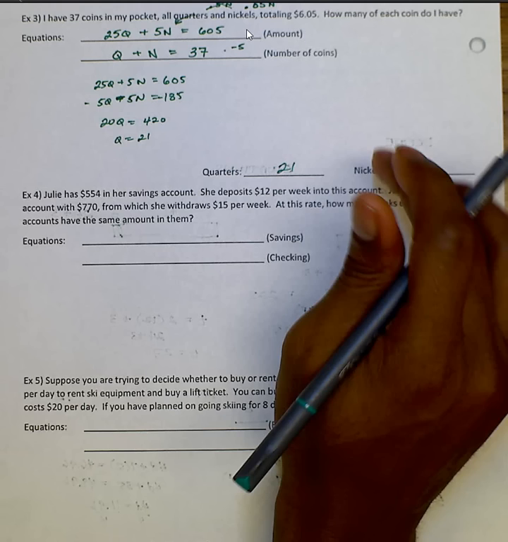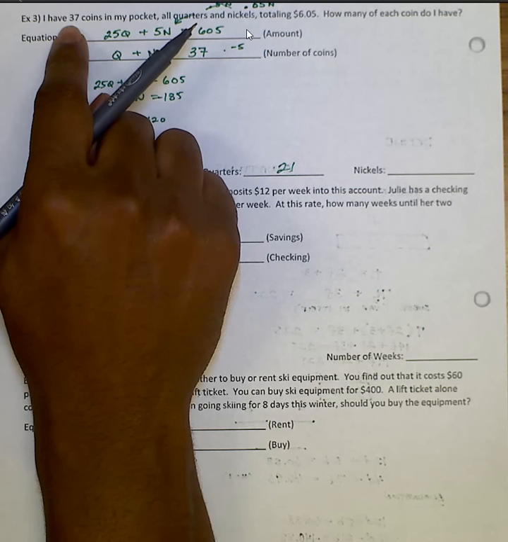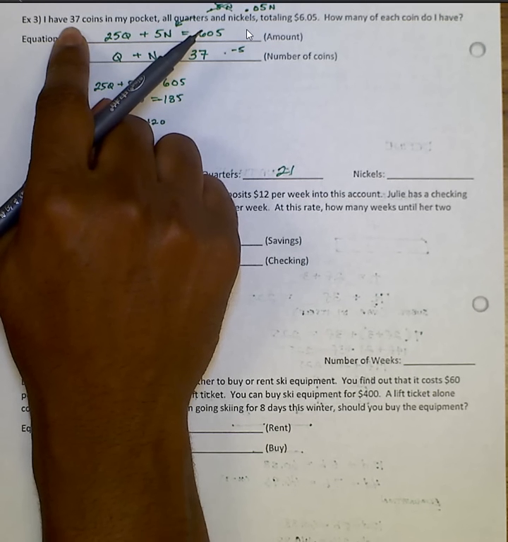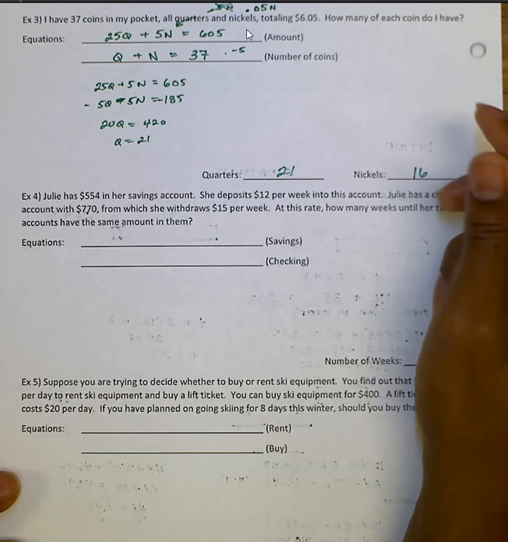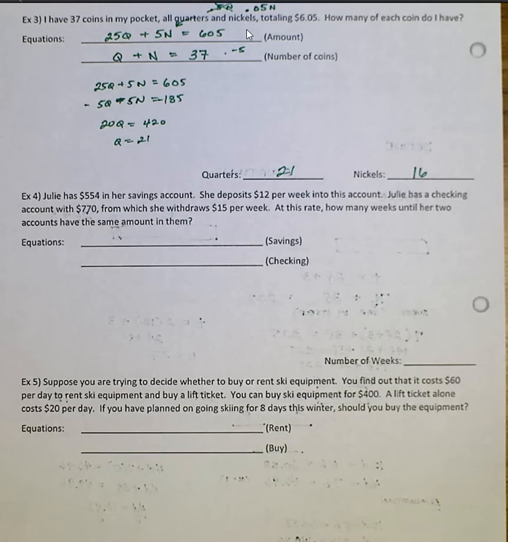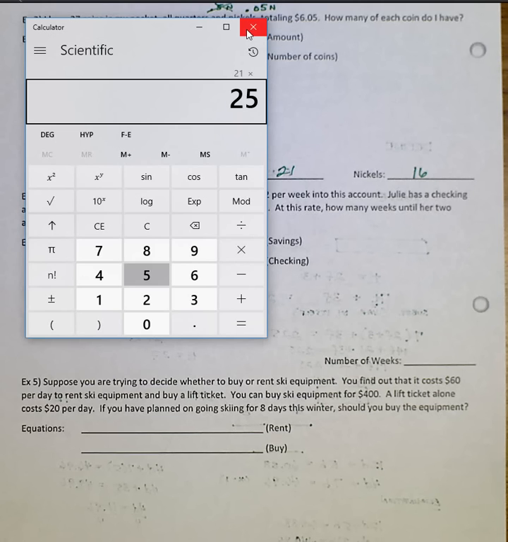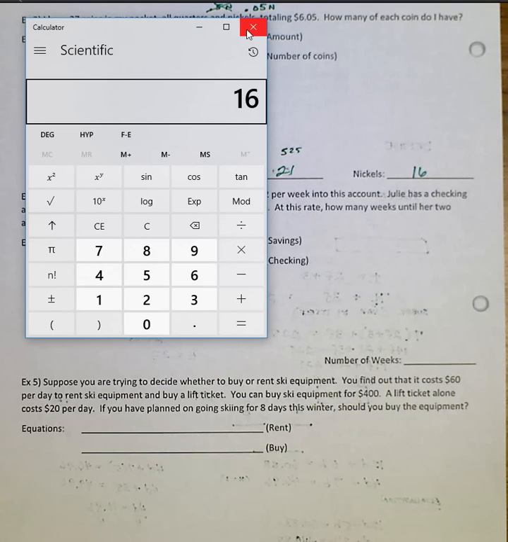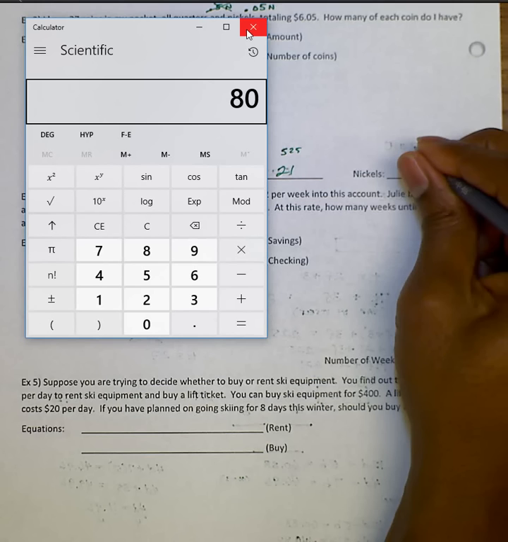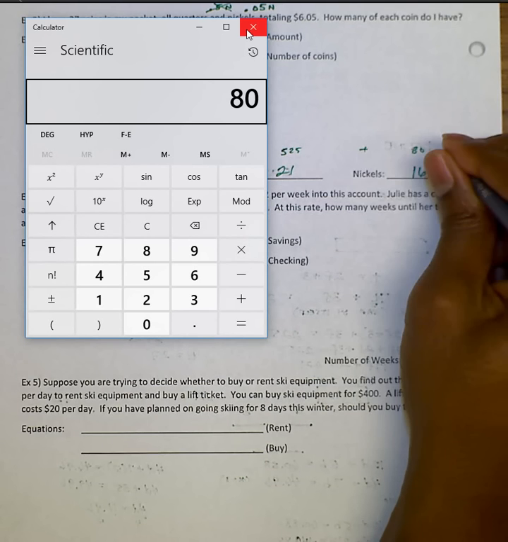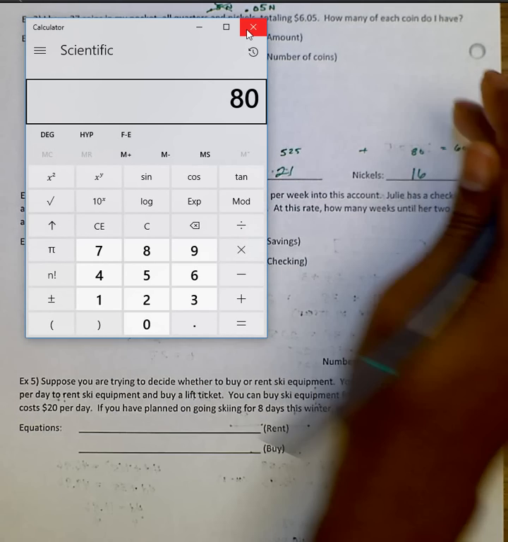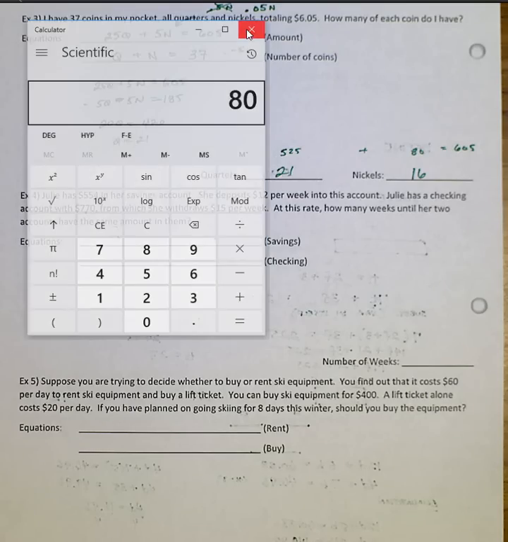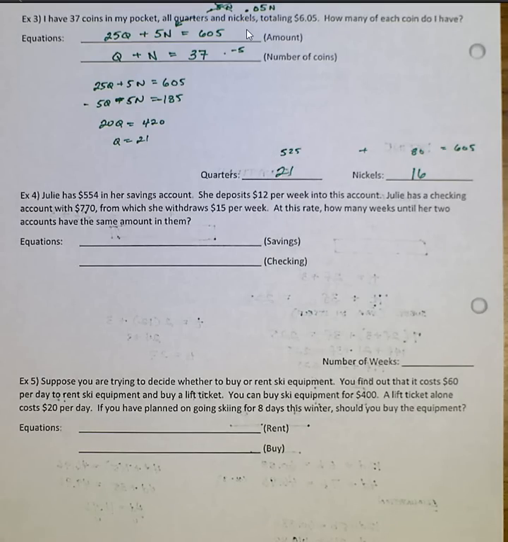Okay, which makes this first piece of information help me out a lot. If I have 21 quarters, that must mean I have 16 nickels. Okay, and you could just make sure that works out for you. If you wanted to, you could say, okay, 21 times 25, that's 525. 16 times 5, that's 80. 80 plus 525 gives you that 605. So basically you plug that back into the top equation. Okay, so there we have it.